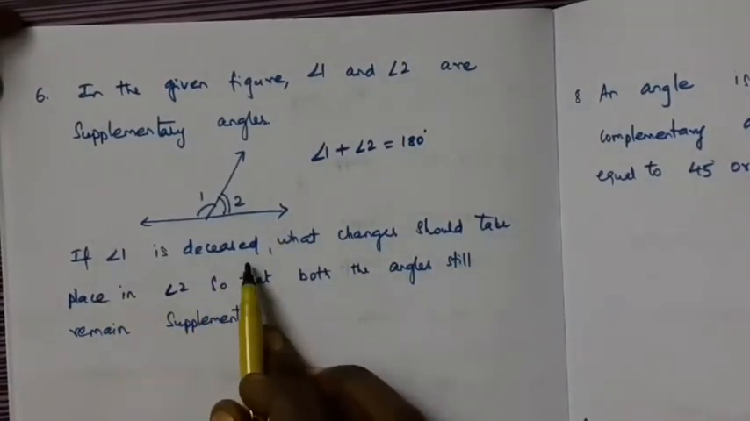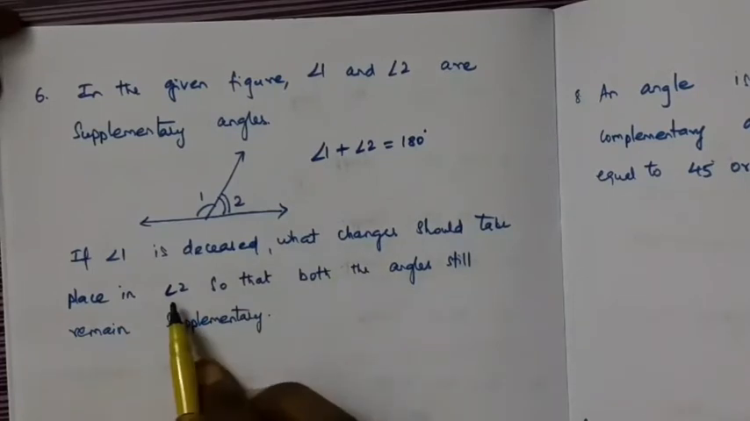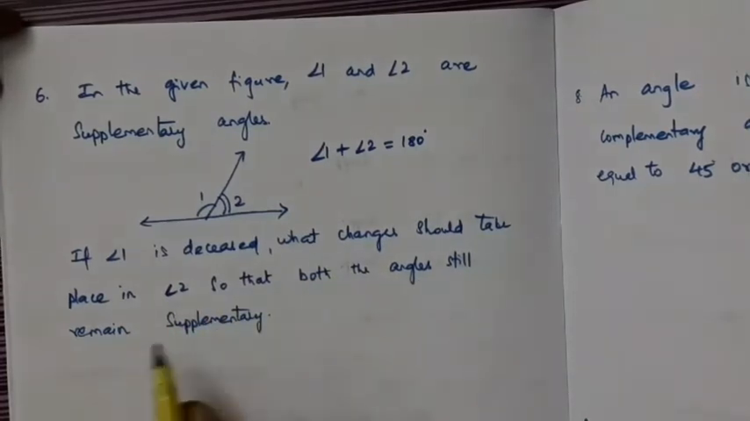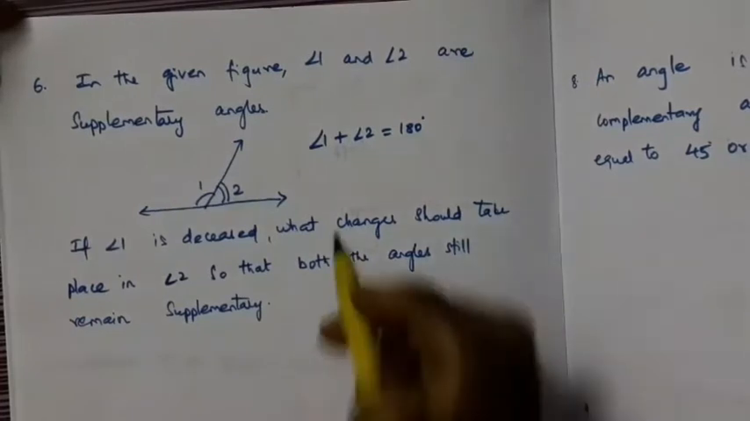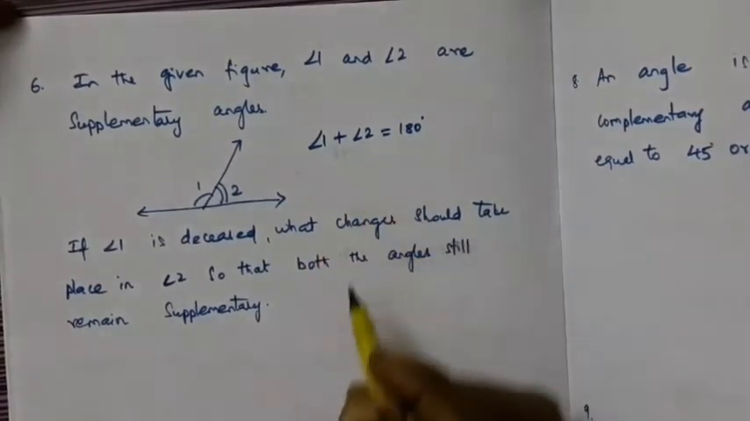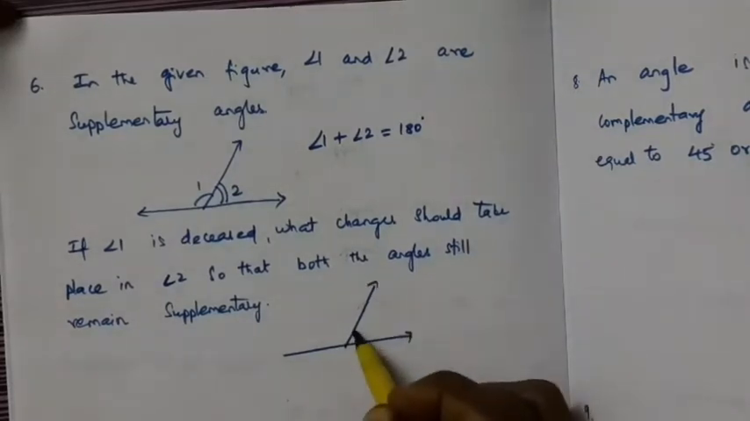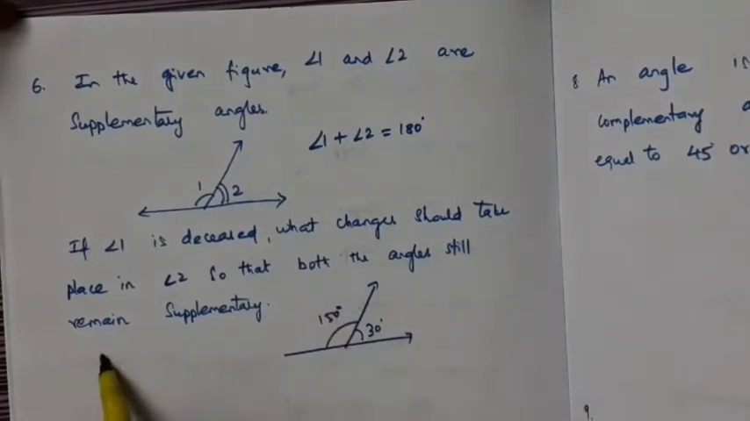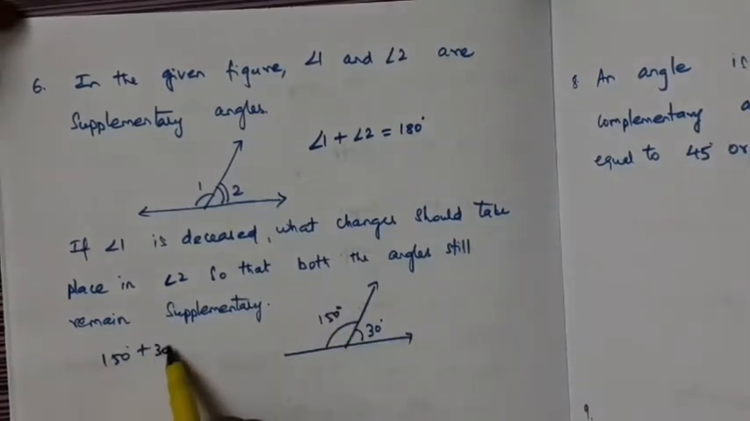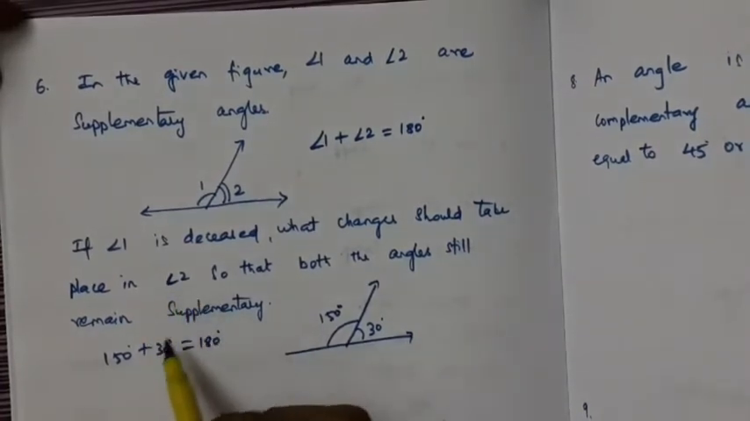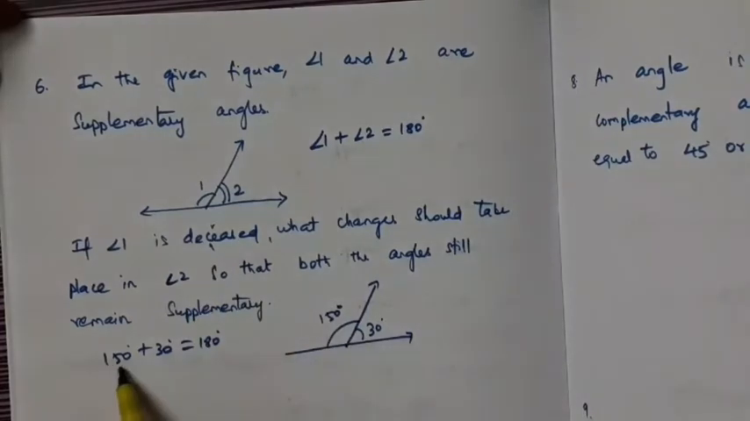If angle 1 is decreased, what changes should take place in angle 2 so that both the angles still remain supplementary? So even when you are decreasing angle 1, for example, so we will take some numbers. So let me take this is 30 degree and this is 150 degree. Okay. Now 150 plus 30 degree you are getting a 180 degree. So what they are saying is even if you are decreasing, I am reducing this angle 1. Okay. Still I should get a 180 degree.